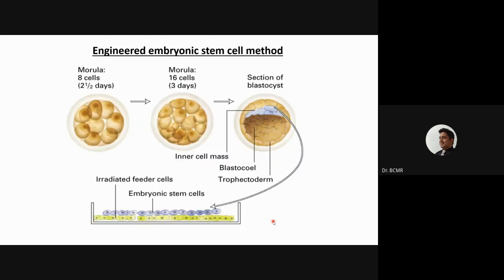So the engineered embryonic stem cell method, the other one, I think it's important that we also learn about it a little, and that's why I'm covering this topic right now. As the title indicates, we are going to manipulate embryonic stem cells, and from there we have to get a transgenic animal. So what are embryonic stem cells? They are from the ICM. We get a morula at 16 cells, and then a blastocyst. From here, we take the ICM out, and then we get embryonic stem cells, which are grown on feeder layers.